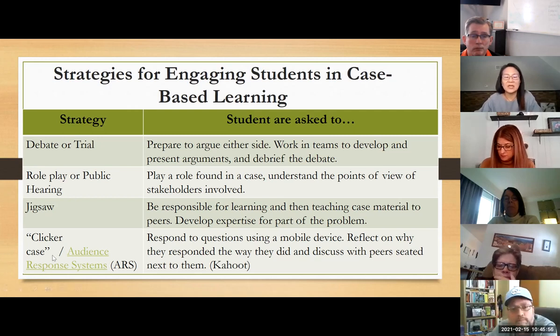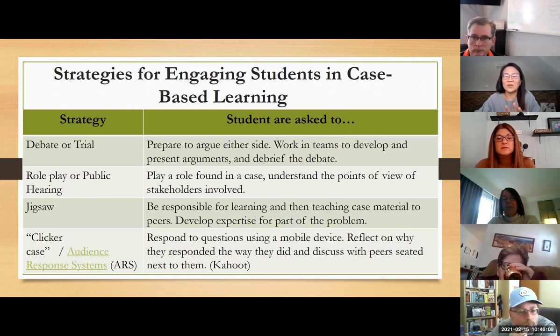The last one is the clicker case, that uses an audience response system, for example, like Kahoot. My students use that in their integrative case, and I use that in my case discussion too. Basically, for those questions discussed in the case, that forces them to read. Because if you are not familiar with what the case talks about, there's no way that you can participate in the higher level discussion questions. So that's just a way to get them involved in the reading.